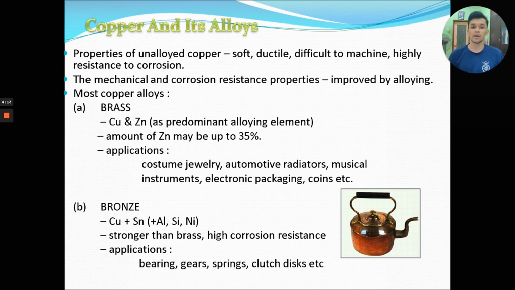Okay, so we go to the application of brass. We have costume jewelry, automotive radiators, musical instruments, electronic packaging, and coins.